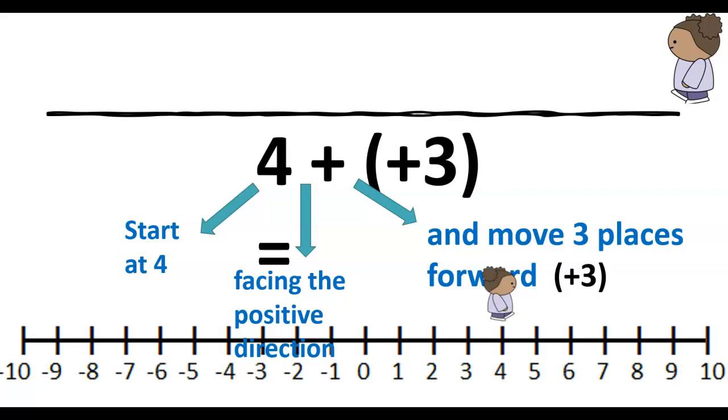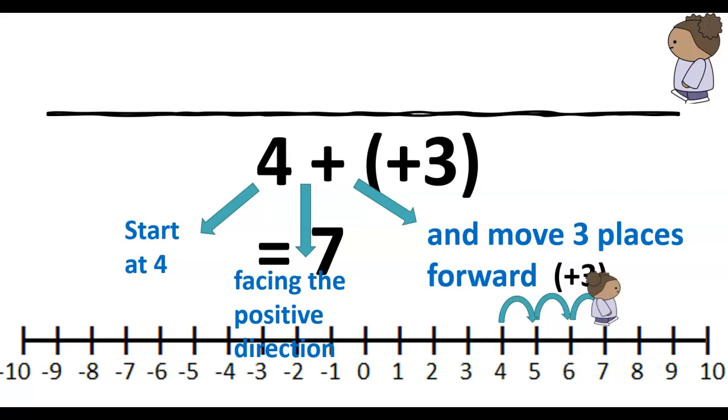See this little girl on the number line? Let's call her Narelle. Narelle starts at number 4 and she faces the positive direction. The positive is on the right side and the negative is to the left side. So she's starting at +4, facing the positive direction, and she wants to move forward another 3 places. Come on, Narelle, let's go +3. 1, 2, 3, and she ends up at 7.